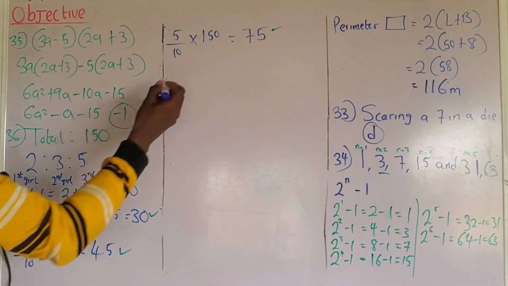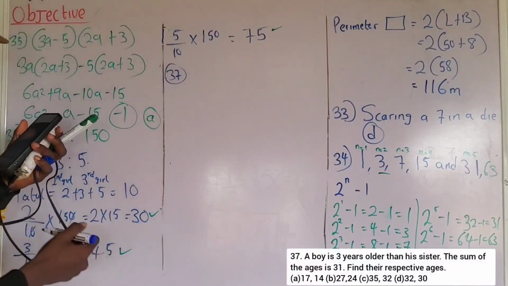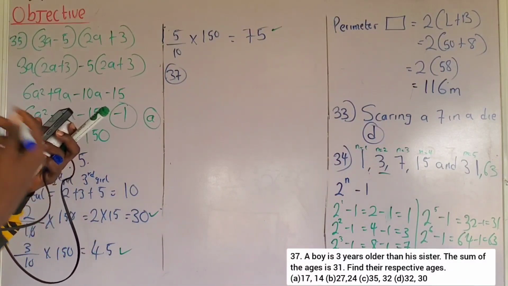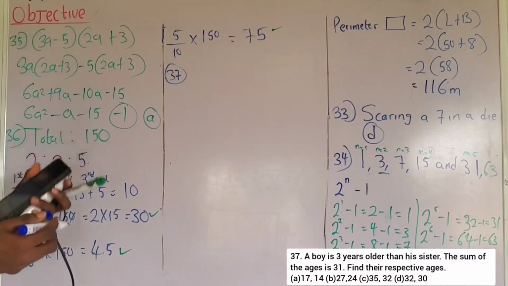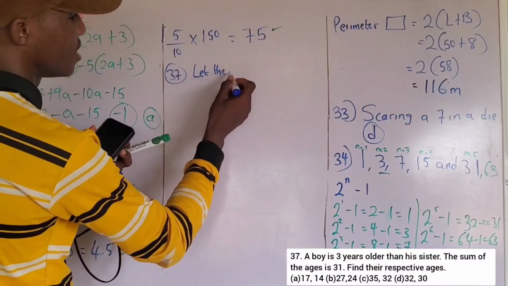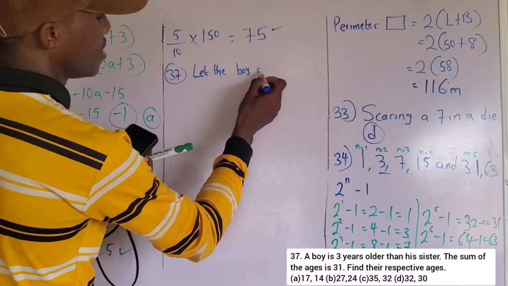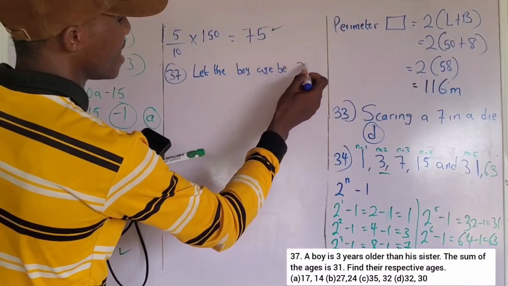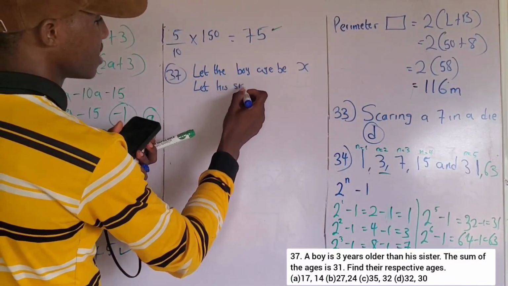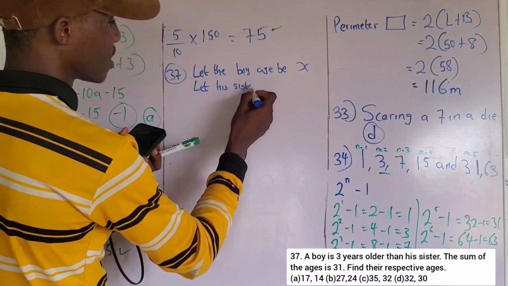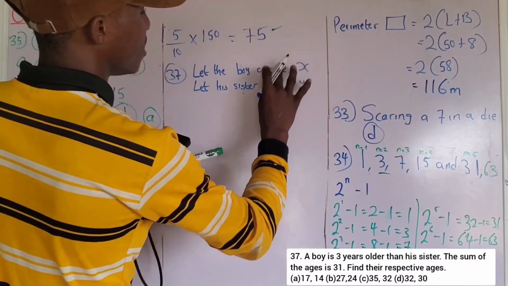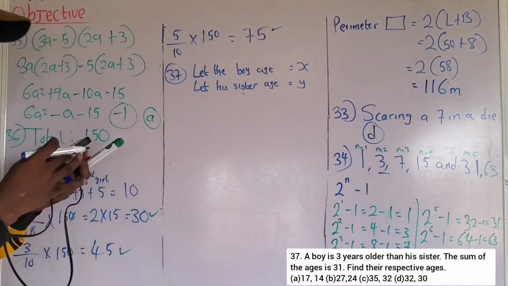Okay, so let's proceed to question number 37. For 37, we have a boy who is 3 years older than his sister. The sum of the ages is 31. Find their respective ages. Now please pay attention. Let the boy's age be x. Let the sister's age be y. I'm solving the question right now, so I want you to pay attention. Let the boy's age equal x and the sister's age equal y.